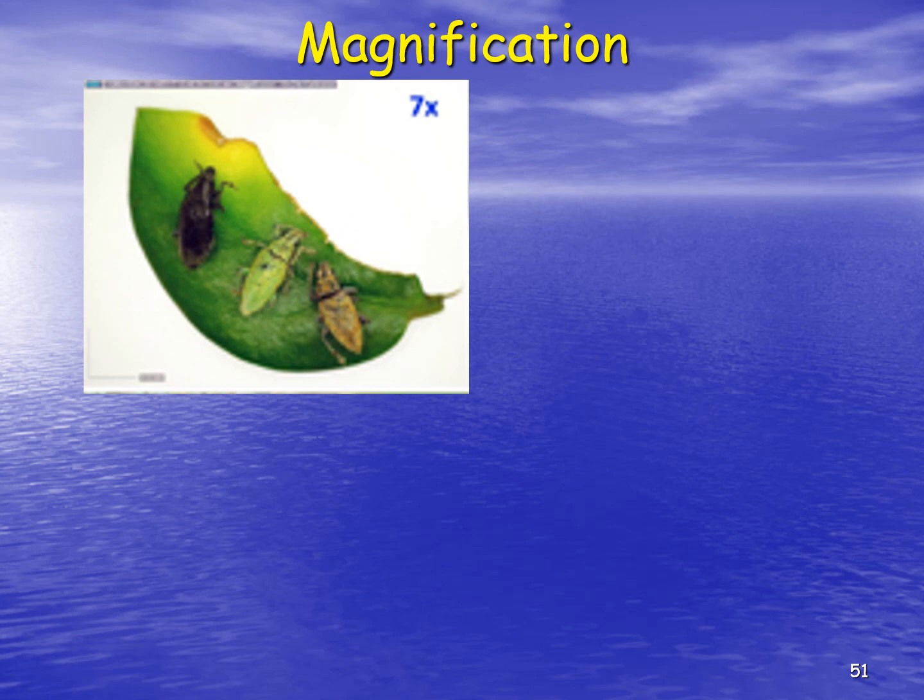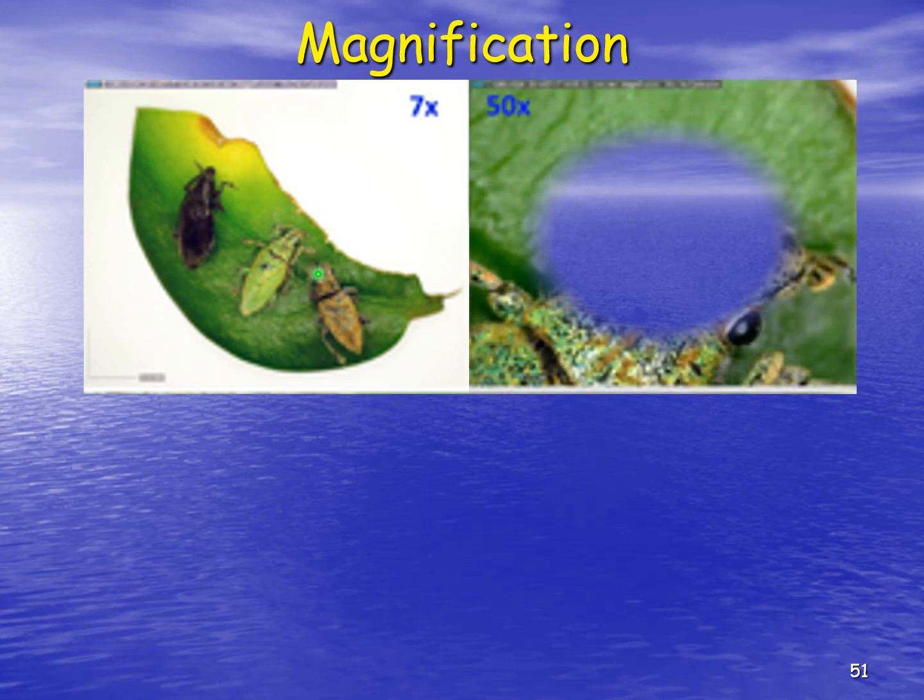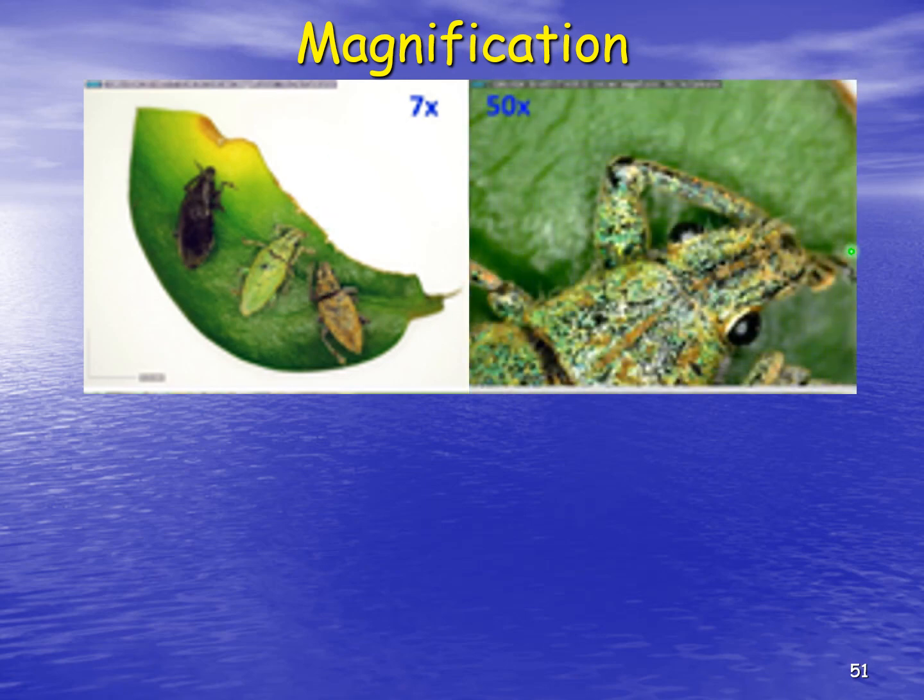So let's look at the effects of magnification. What we're going to be looking at is this little guy right here, and this is magnified 7 times. So we can see that there's some other bugs next to this little guy. But at 50 times magnification, we can get up kind of close and personal with his face. So we're looking at this area right here on the lower magnification. And you'll notice that as we go from 7 to 50, we exclude other things that are on the periphery of the lower magnification.